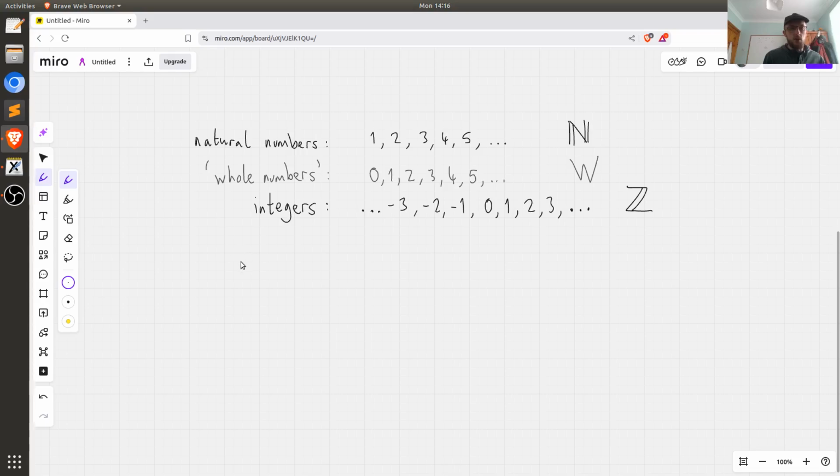Next comes the rational numbers. Examples of rational numbers include, let's use blue, 1/2, 6/8, 17/11, -23/46. Okay, so what am I trying to say? A rational number is an integer over another integer, but the integer on the bottom must not be 0.